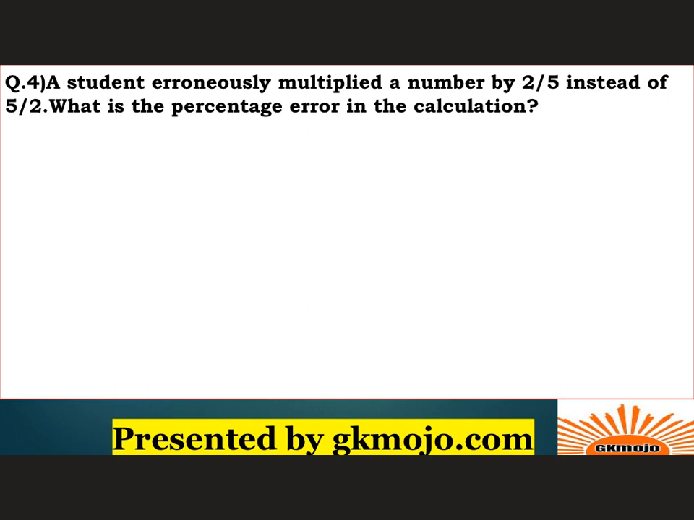So the next question is, a student erroneously multiplied a number by 2 by 5 instead of 5 by 2. What is the percentage error in his calculation? All right. So basically there is one student, he multiplied a number, say x, by 2 by 5, and he should have multiplied it by 5 by 2. So they are asking what is the percentage error?